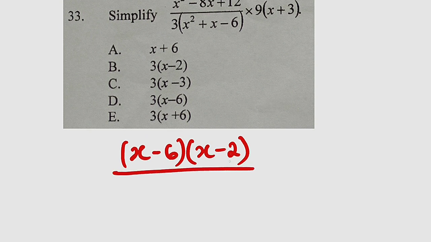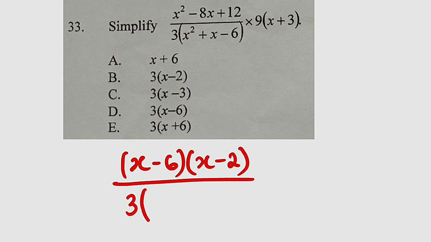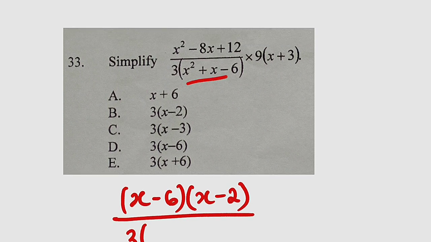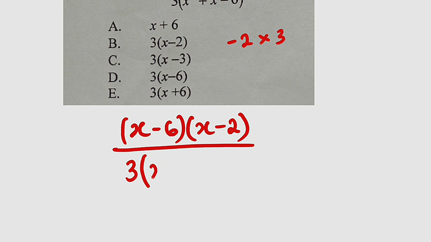Then you divide by 3 multiplied by another quadratic function that can be factorized. Think of two numbers you can multiply to get negative 6, but when you add them together, you get positive 1, which is the coefficient of x. The numbers are minus 2 and what? 3. This time this is this, and this plus this is what? 1. So we have x minus 2, x plus 3.